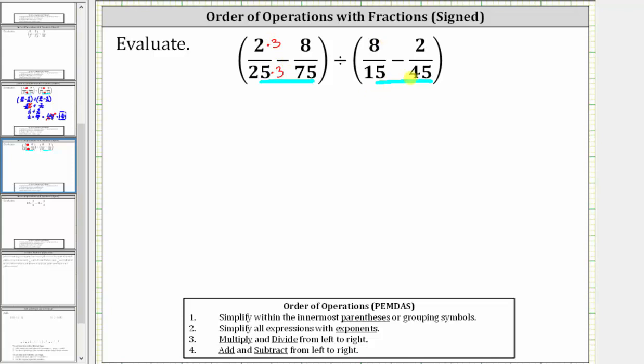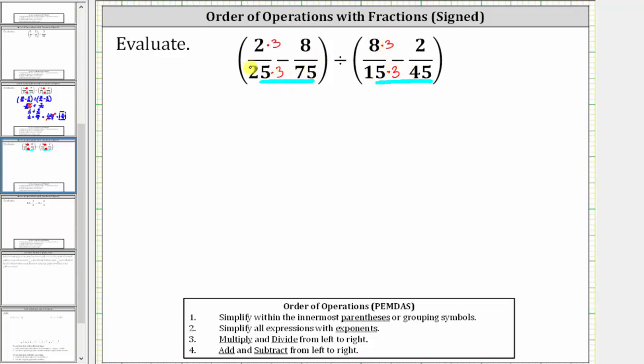And now for 8/15 minus 2/45, the least common multiple of 15 and 45 is 45, and therefore 45 is the least common denominator, which means we need to write 8/15 as an equivalent fraction with the denominator of 45, and since 15 times 3 is 45, we multiply the numerator and denominator of 8/15 by 3.